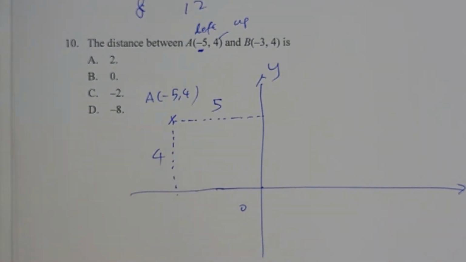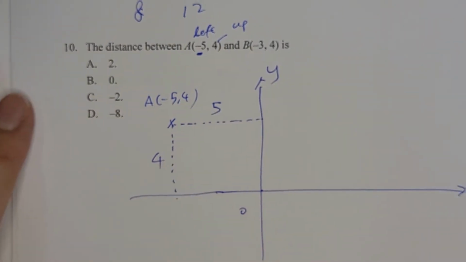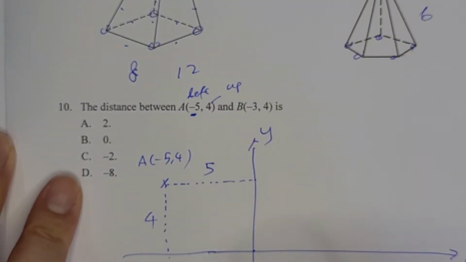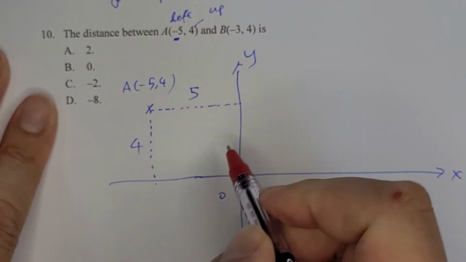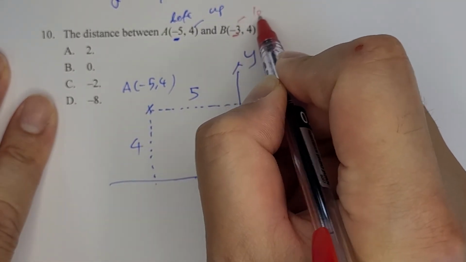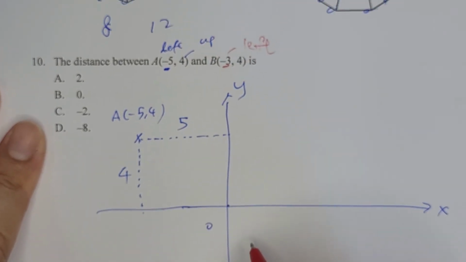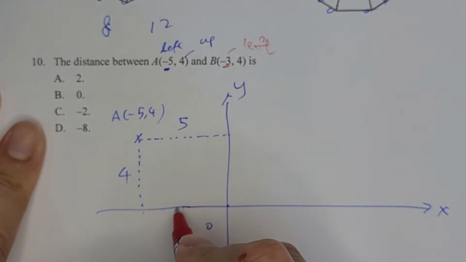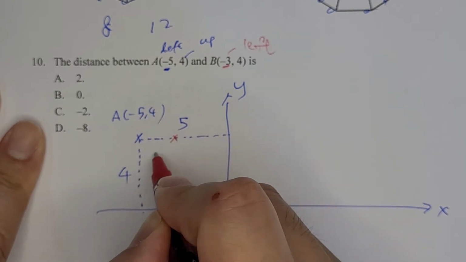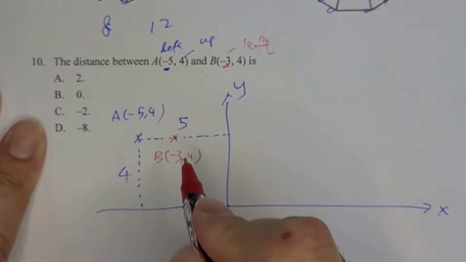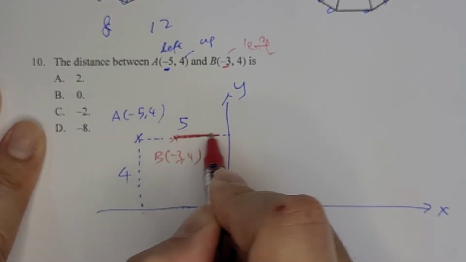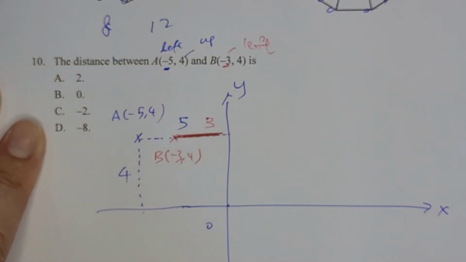Alright. Now, go to part B, point B. Negative 3, 4. That means starting from the origin, you move to the left-hand side 3 units, and then go up 4. So that's point B, negative 3, 4. And here, that is 3 units.